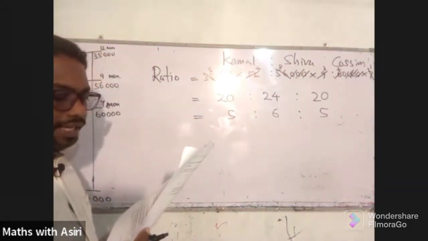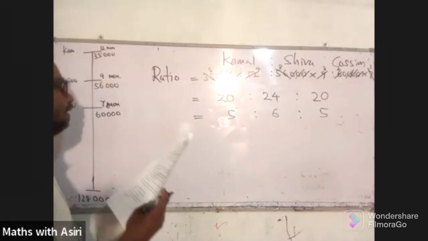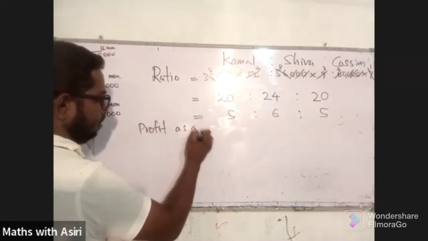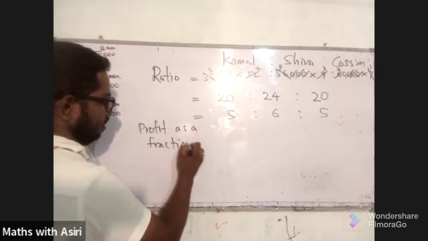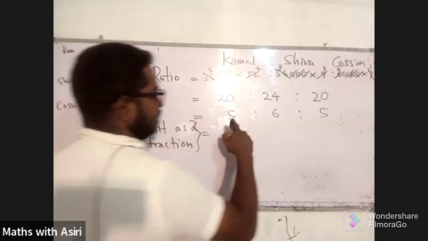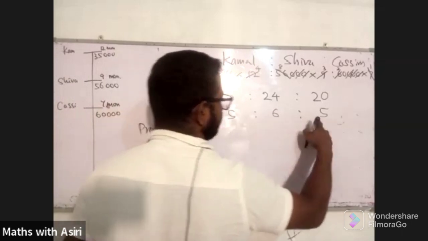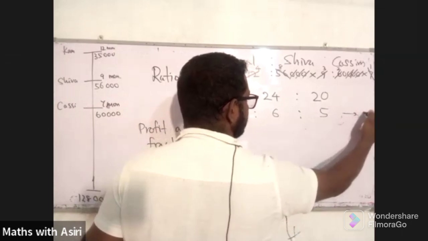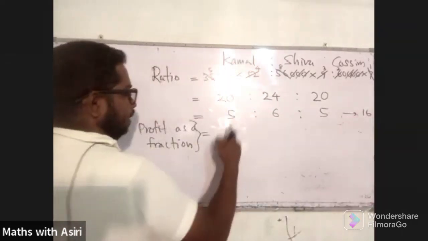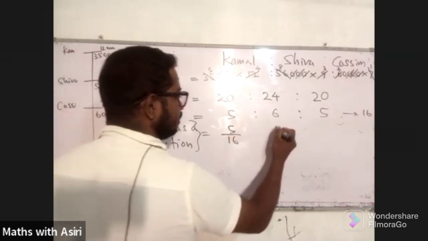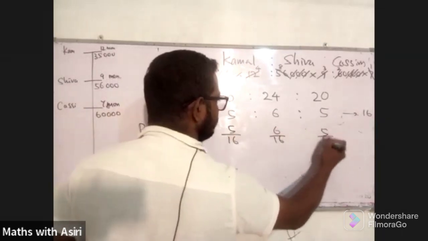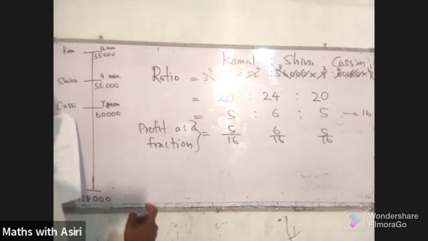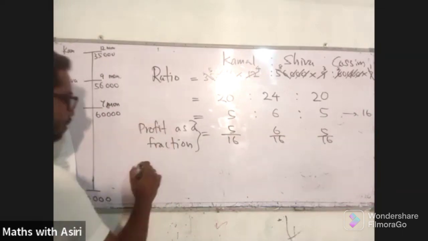According to that, calculate the amount they get separately. Profit as a fraction. Look at the total: 5 plus 6 is 11, plus 5 is 16. Then 5 of 16, 6 of 16, 5 of 16. Then the profit of Kamal.